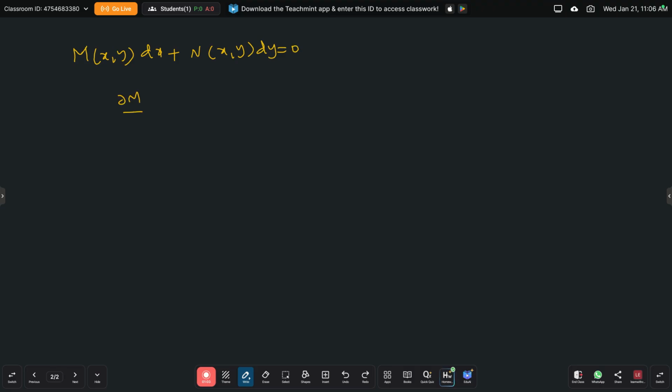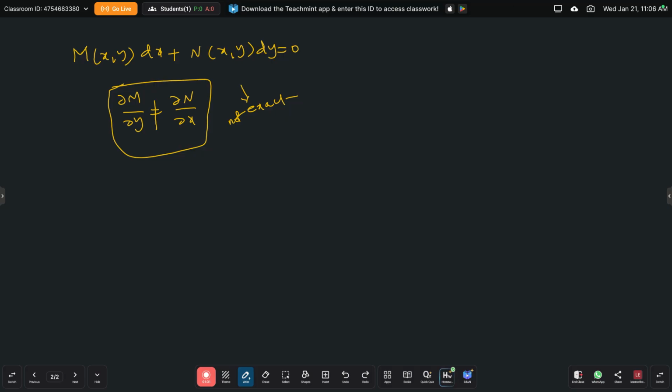And to avoid that difficulty, we are just checking this necessary and sufficient condition for this equation to be exact or not. So ∂M/∂y equal to ∂N/∂x, we say that this differential equation is exact. So whenever ∂M/∂y not equal to ∂N/∂x, we say that this differential equation is not exact. So not exact or non-exact. These are the non-exact differential equations.